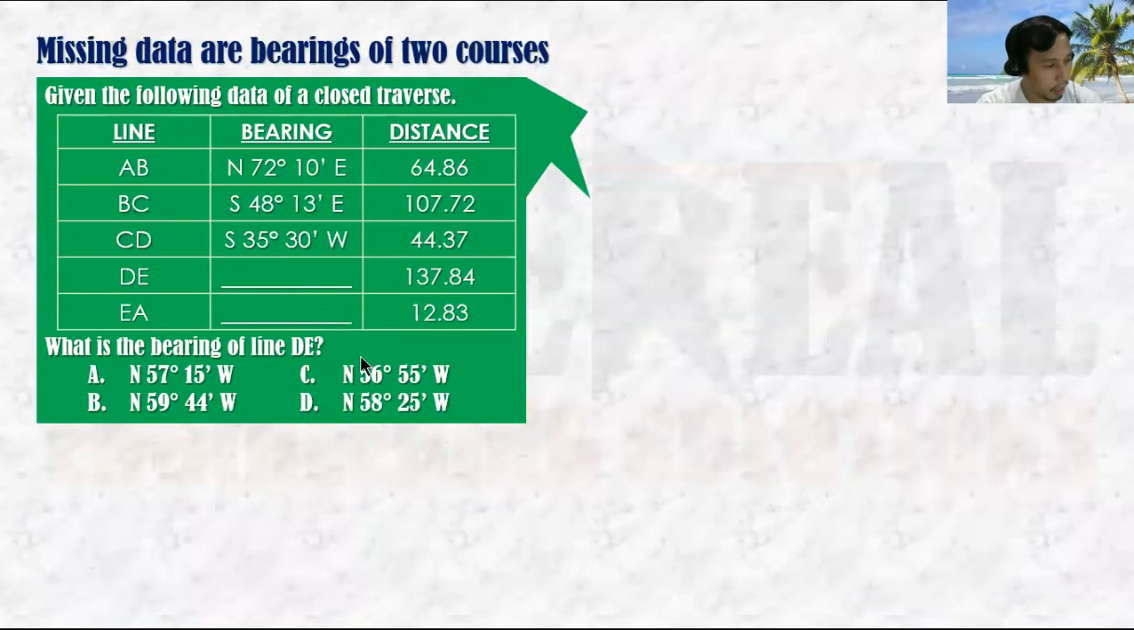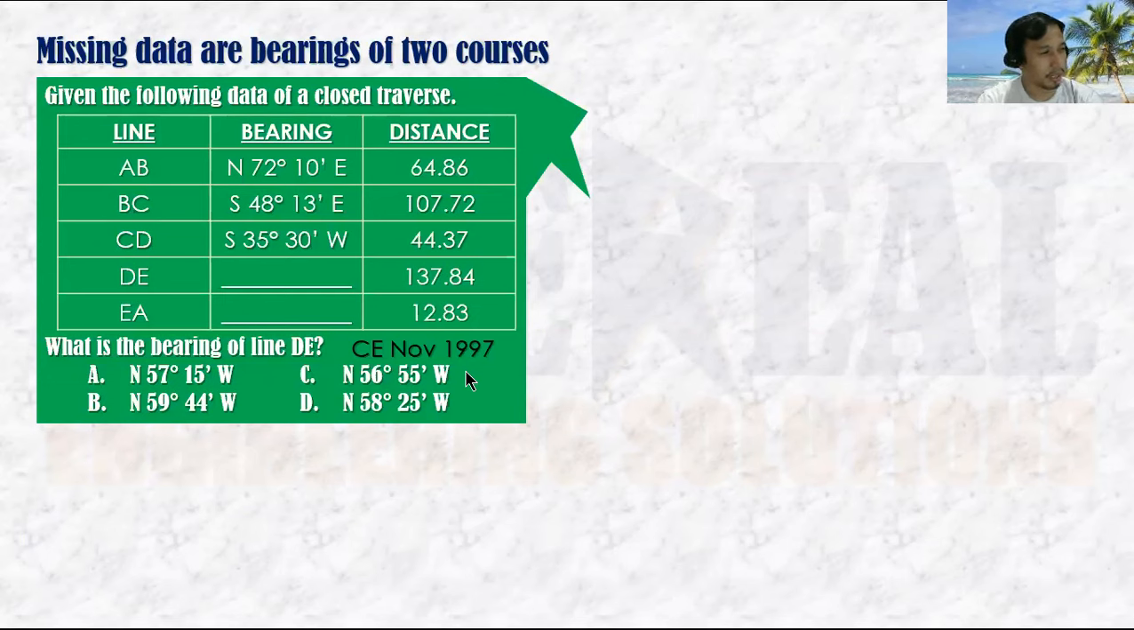This is, by the way, board exam problem way back November 1997. So medyo matagal na. So given the following data of a closed traverse, missing are the bearings of DE and EA, na merong corresponding bearings yung iba, and also distances, and merong distances yung DE and EA. So the question is, what is the bearing of line DE? Okay, what is the bearing of line DE?